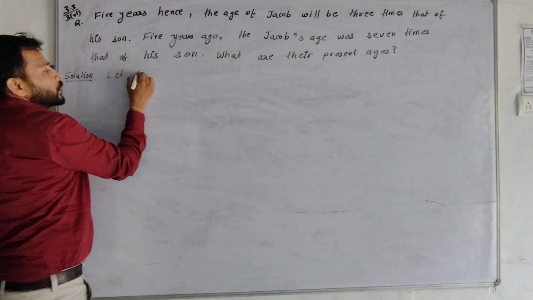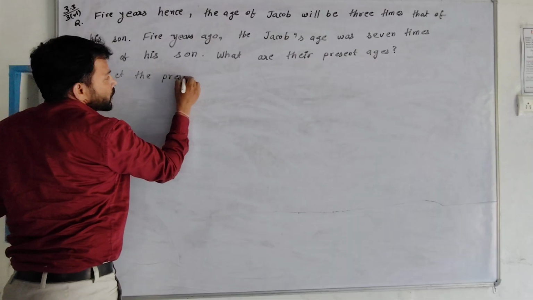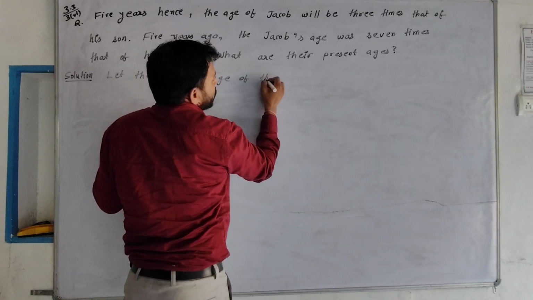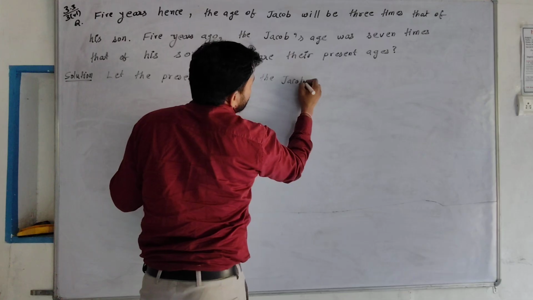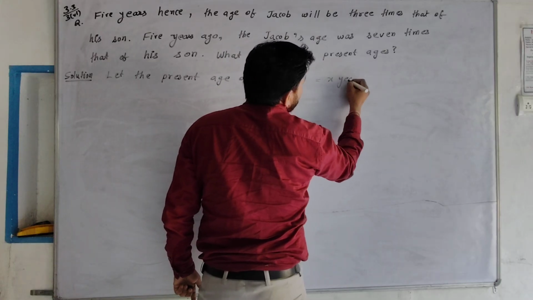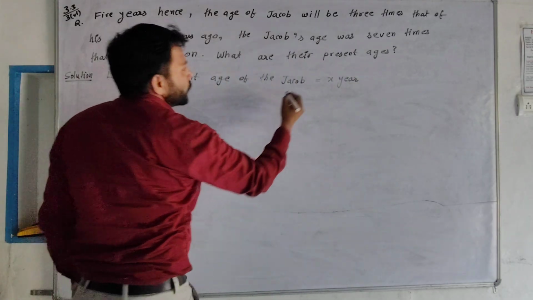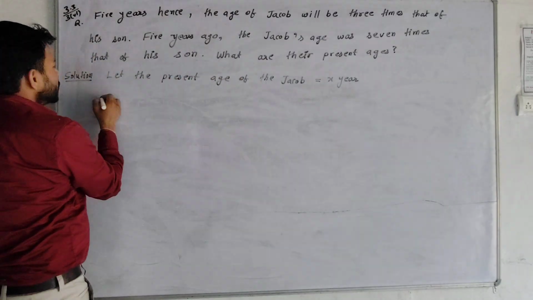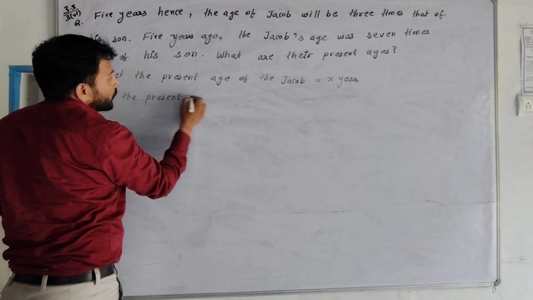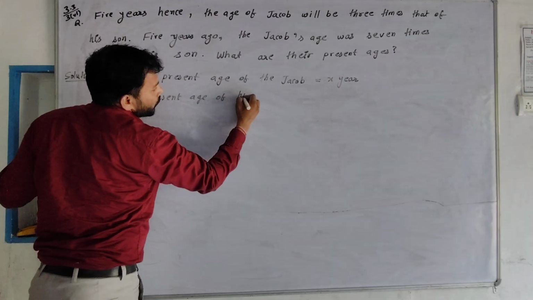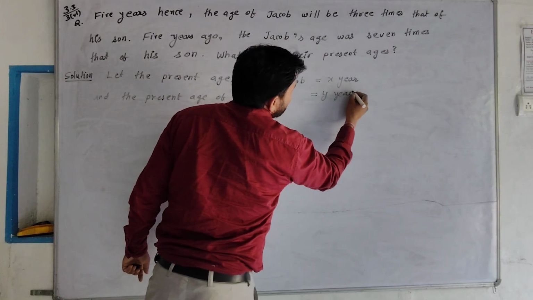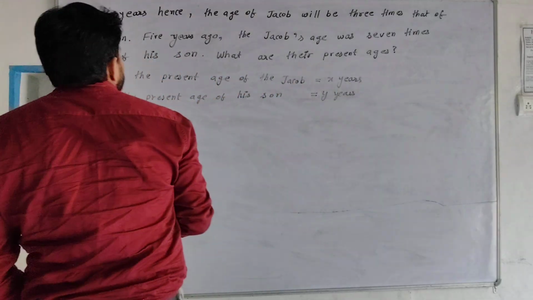Let the present age of the Jacob equal to x years, and the present age of his son equal to y years. Alright.